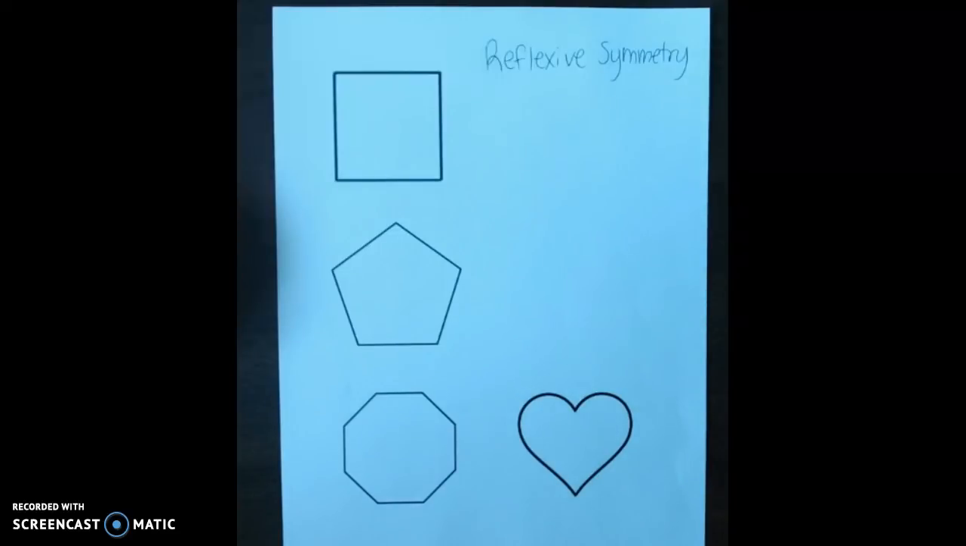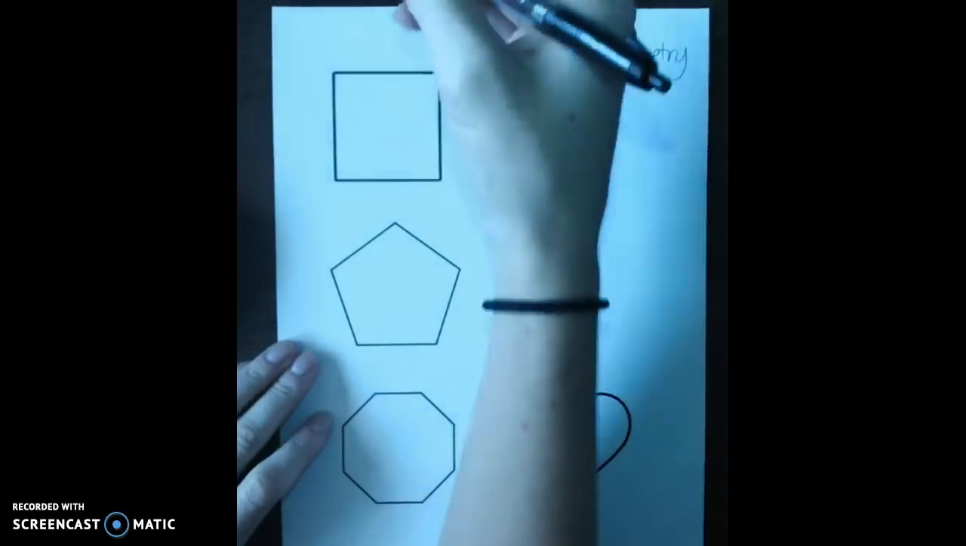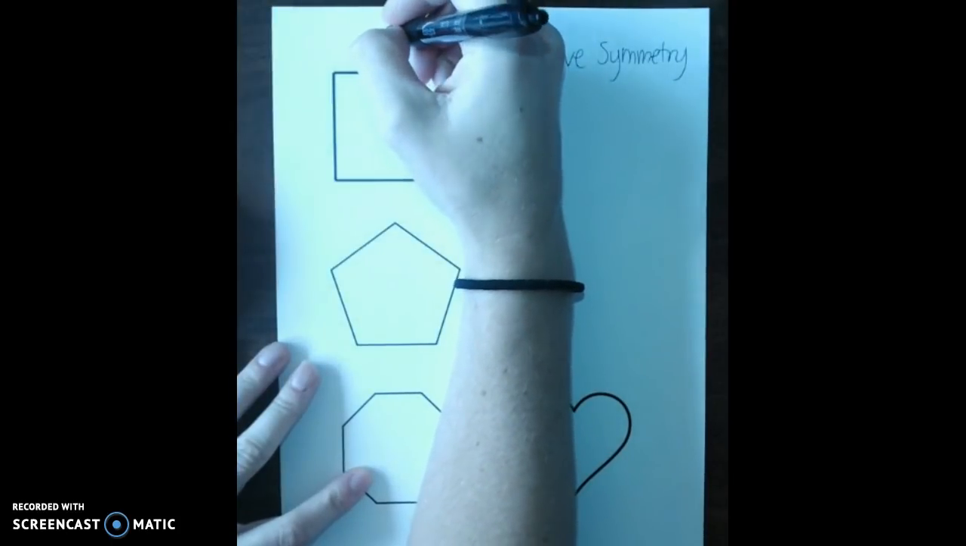All right, so today we're going to talk about the difference between reflexive symmetry and rotational symmetry. Okay, so reflexive symmetry is when you can draw a line of reflection and it'll be the mirror image on both sides. So for example, we could take this square.